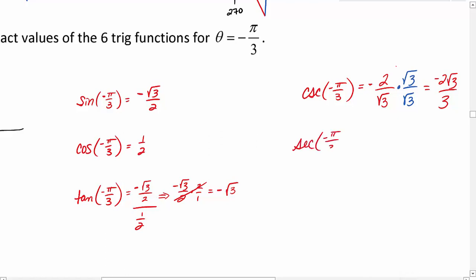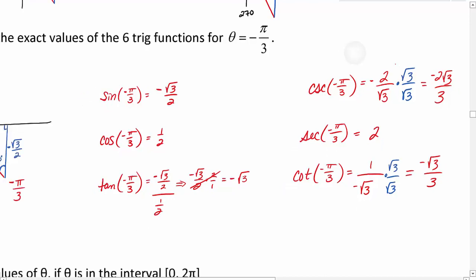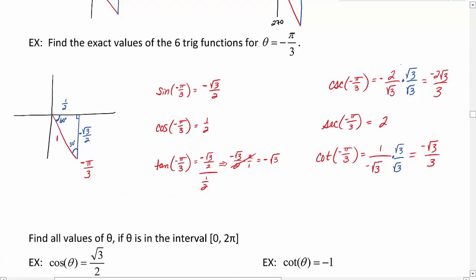Secant of negative pi over 3 will be the reciprocal of cosine. That's just 2. And then for cotangent of negative pi over 3, we have the reciprocal of tangent. This will also need to be rationalized. Don't forget that negative in the bottom. We get negative square root of 3 over 3. And there are 6 trig functions.